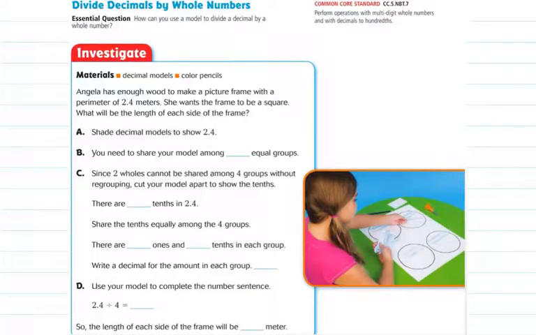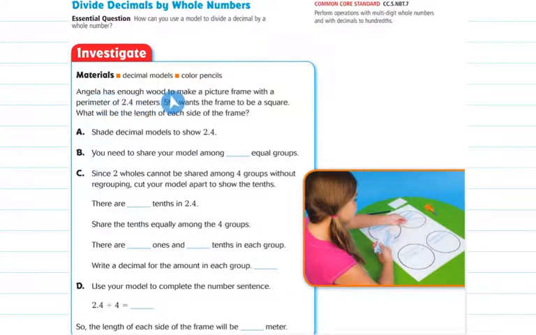Students, in lesson 5.2, we are going to be working on dividing decimals by whole numbers. Today we're going to be doing an investigation, so we're going to need color pencils and our decimal models, and we can actually use our quick pictures or our base 10 blocks for that. Either of those would be suitable for this activity. So we're going to start with Angela.